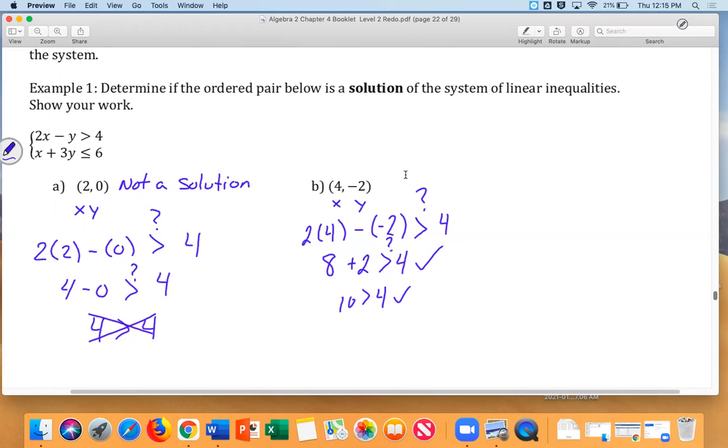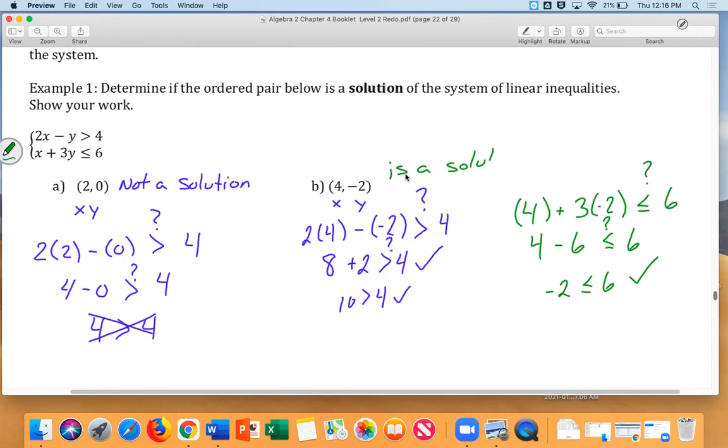See what I mean? Now here, now I'm going to plug it into the other equation. So now I have to do 4 plus 3 times -2. Is that less than or equal to 6? So 3 times -2 is -6. Is this true? No, it's not. Wait. Yeah, it is, because 4 minus 6 is -2, which is less than that. So 4, -2 is a solution.